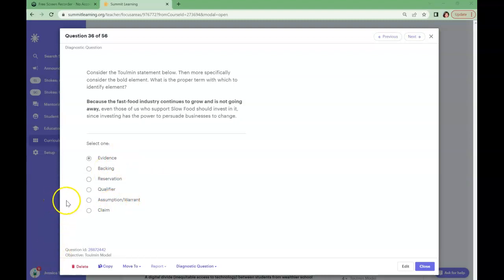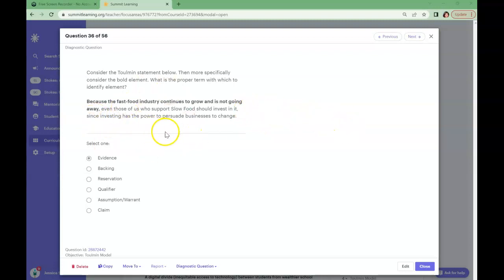So we also have two other items to talk about for a Toulmin model, the reservation and qualifier. So reservation, we don't have an example in here, but a reservation would say something along the lines of unless this happens. So the reservation essentially addresses any holes in an argument, any opposition to an argument, any concessions to an argument. So for instance, even those of us who support slow food should invest in it unless you are super broke, would be the reservation, the unless you are super broke.